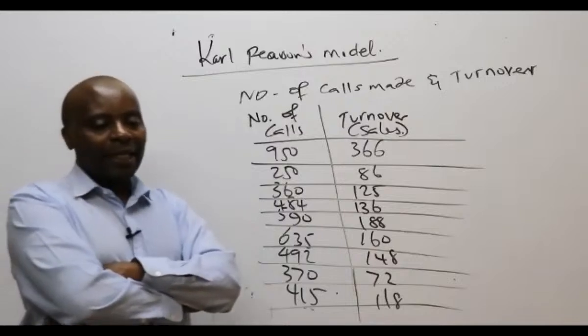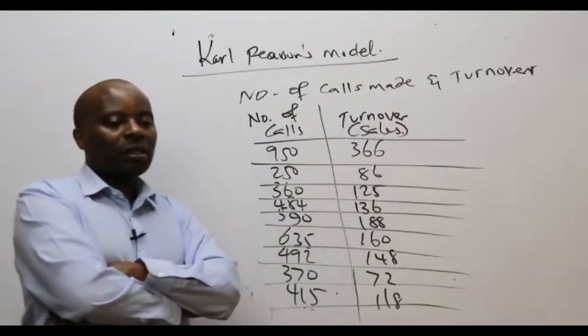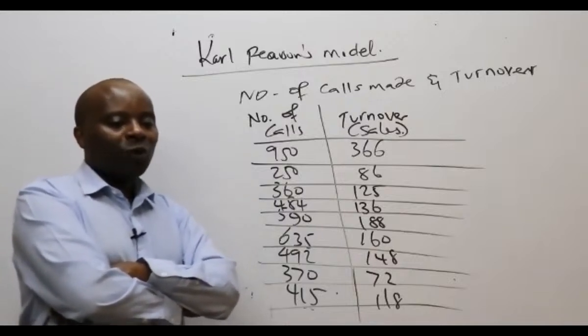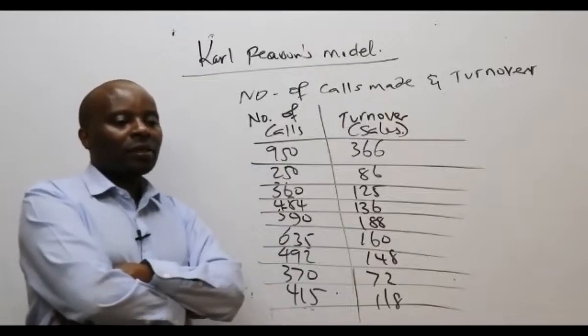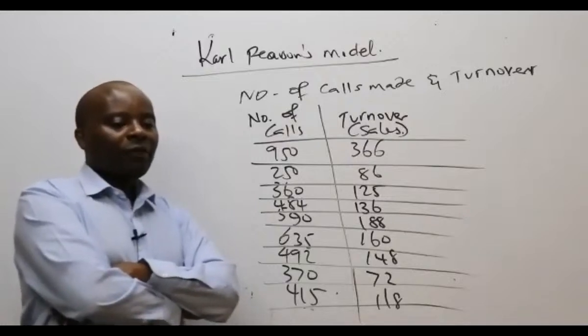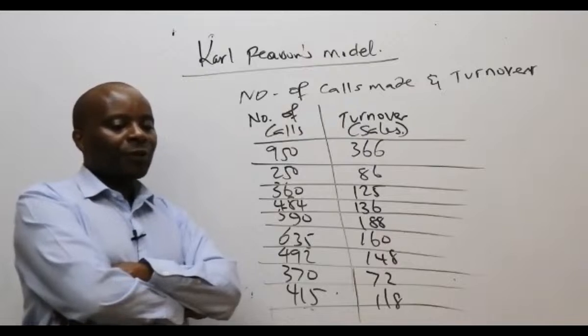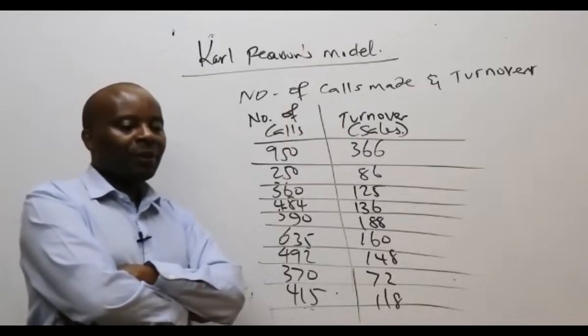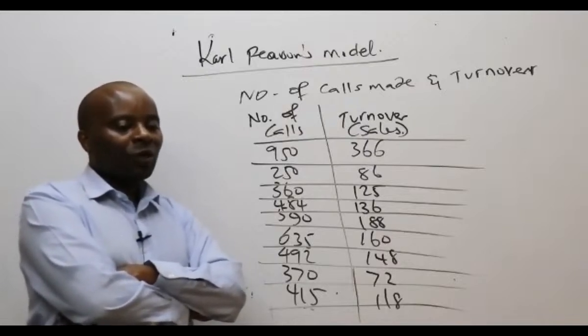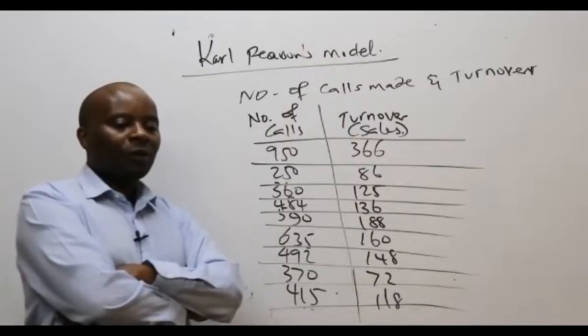Which one is Y, which one is X? For these variables, which one is Y, which one is X? Pata potea. Ukinipatia hiyo jibu, sinafaa nikupatie zawadi. Fatima says number of calls is X. Lilian also says the same, Fatima the same. Turnover becomes Y. Thank you very much, Grace. Great.